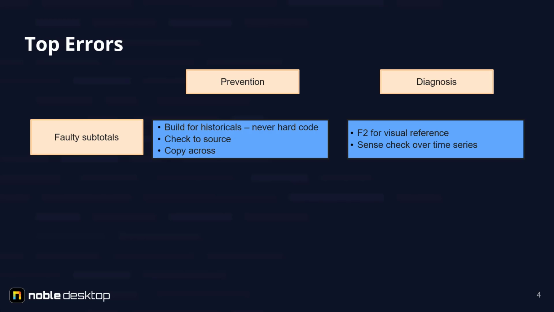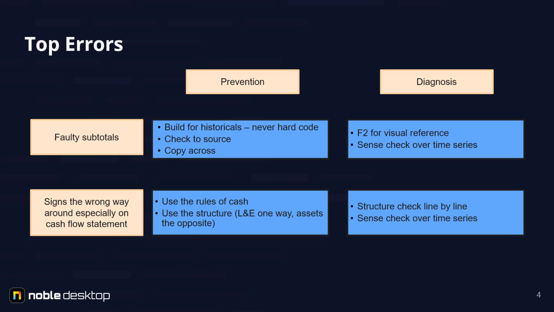First of all, faulty subtotals. To prevent, build for historicals and never hard code. Check to source and copy across. For diagnosis of faulty subtotals, use F2 for visual reference as your shortcut and sense check over the time series. Another common financial modeling error would be signs the wrong way around, especially on the cash flow statement.